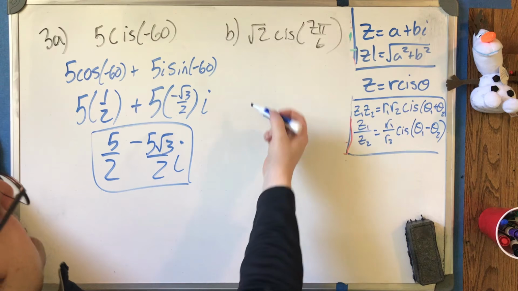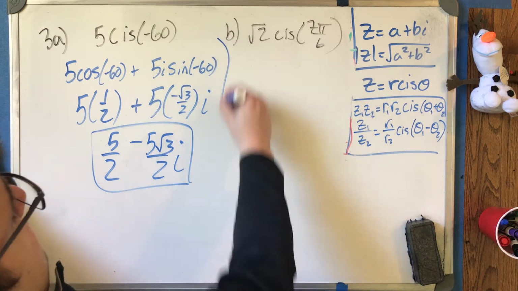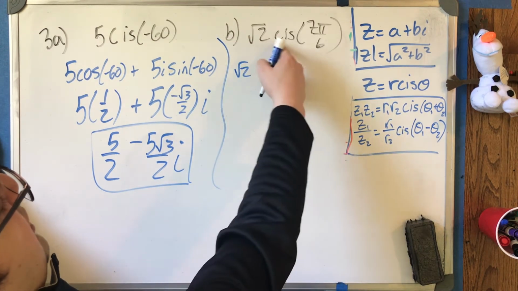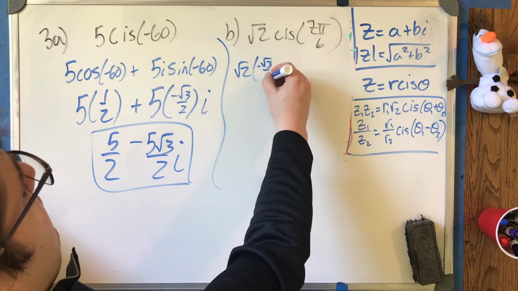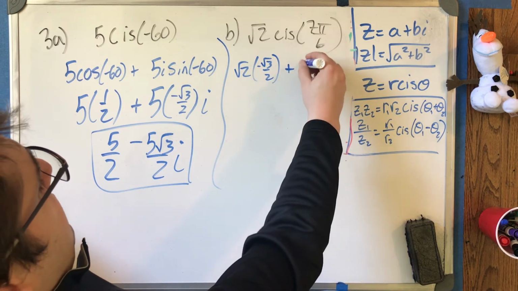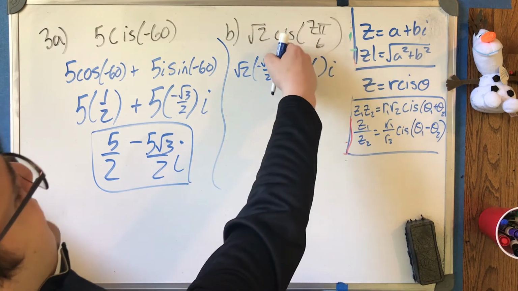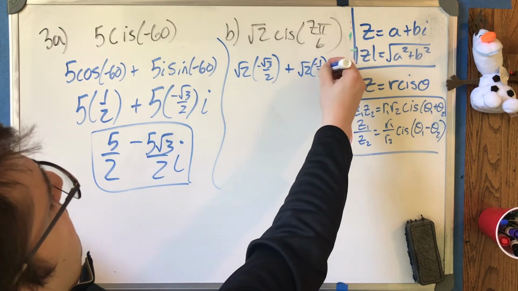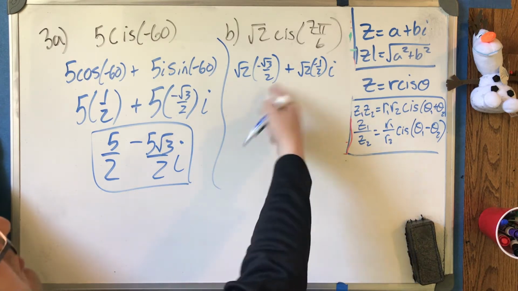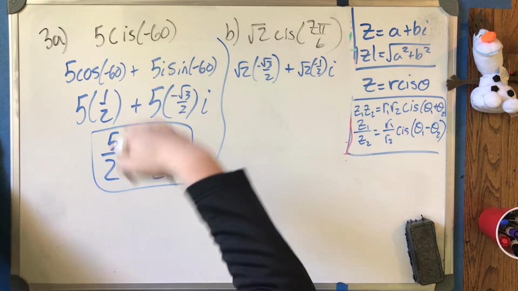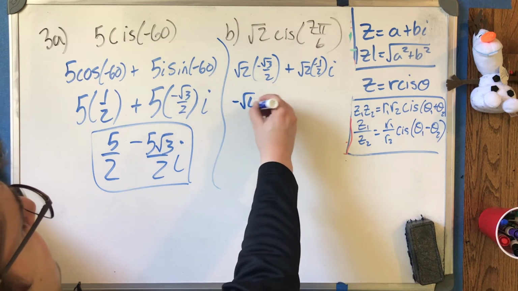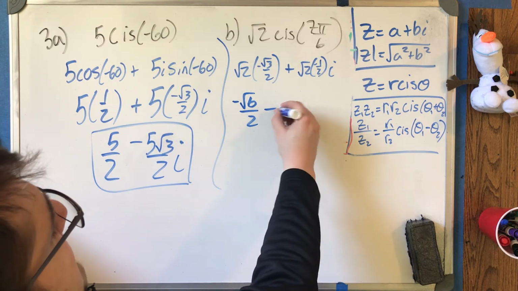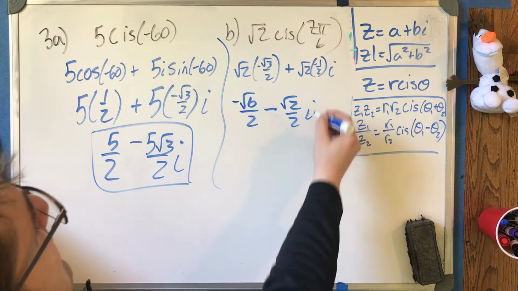B, I'm just going to do the same exact idea. I'm going to do shorthand now, so I'm not going to write it all the way out. I'm going to do square root of 2 cosine of 7 pi over 6. That's going to be a negative square root of 3 over 2. And then I'm going to have, let's see, sine of 7 pi over 6. That's going to be a negative 1/2, which makes sense. They'd both be negative. 7 pi over 6 is in quadrant 3. So if I just kind of simplify this, I get a negative square root of 6 over 2 minus a square root of 2 over 2i.